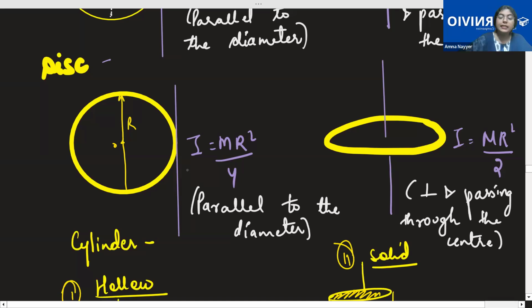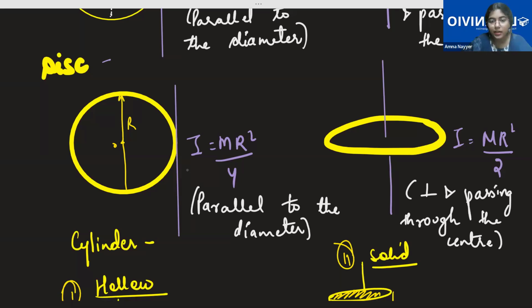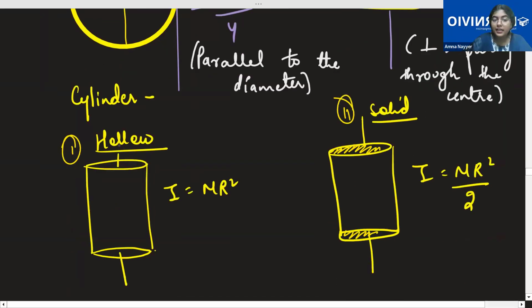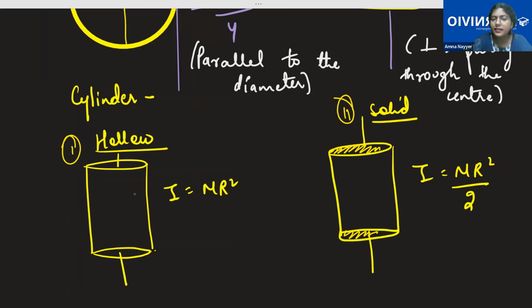Then for the cylinder. Now the cylinder is also hollow and solid. Hollow cylinder means there is nothing inside. It's hollow. When you cut and open it, you can see air. Solid means it's completely blocked, made up of material. So for a hollow cylinder, when the axis is passing through its center and perpendicular to it, just remember it like the circular ring.